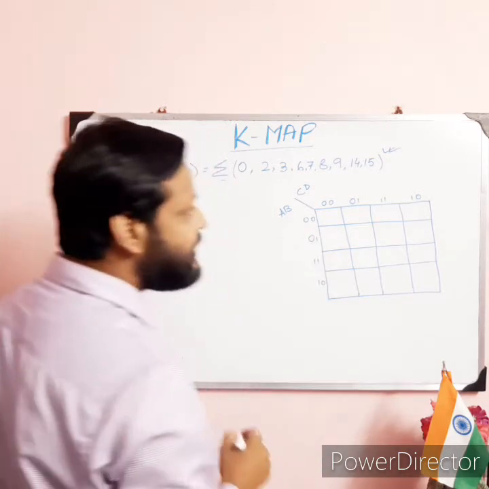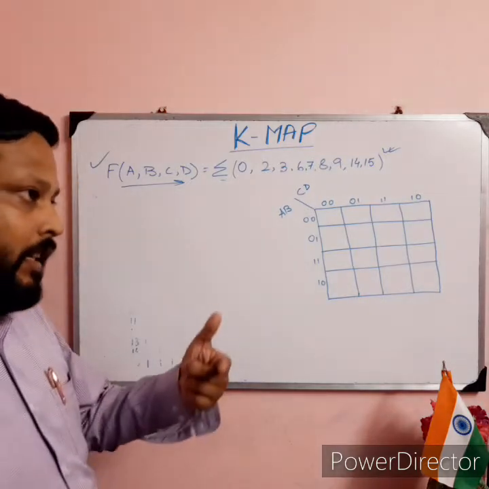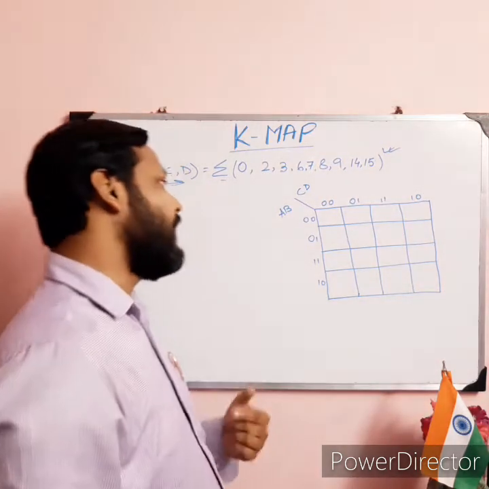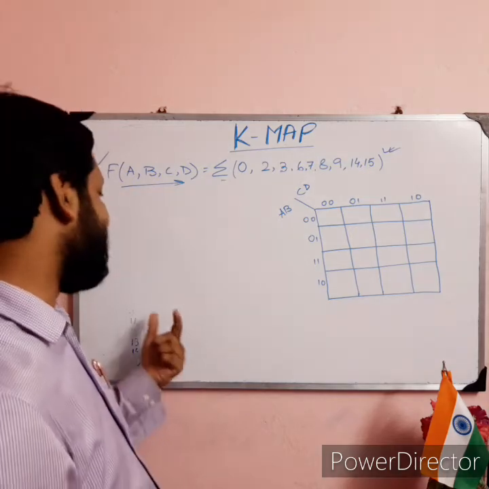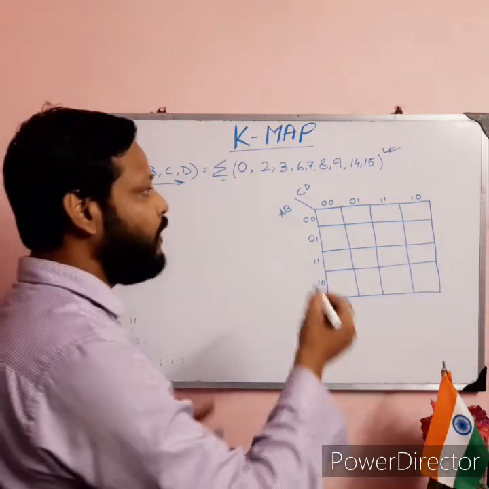Now one big question arises here. 0 0 means 0, 0 1 means 1, 1 1 means, as we know as a binary number, it's 3, then 2. Why 3 first?